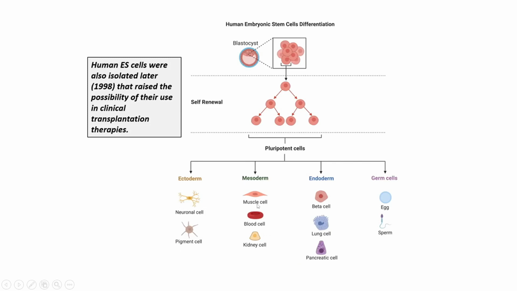From mesoderm, you can get muscle cells, blood cells, as well as kidney cells. From endoderm, you can get beta cells, lung cells, pancreatic cells, and from germ cells, you can get egg and sperm. Okay, so these are the different types of cells you can get from a single blastocyst depending on the stimulation which is present.